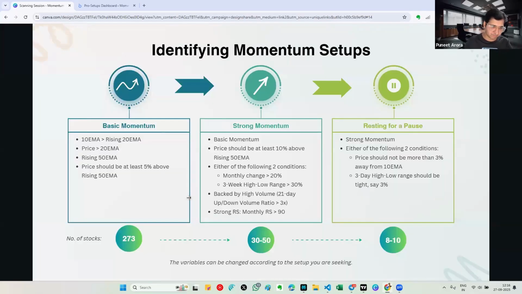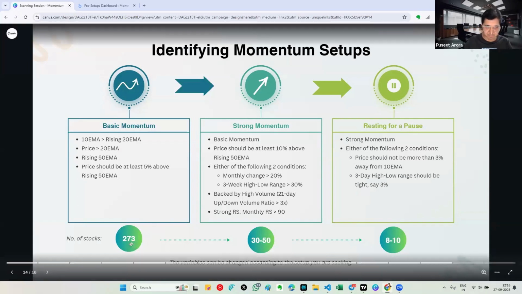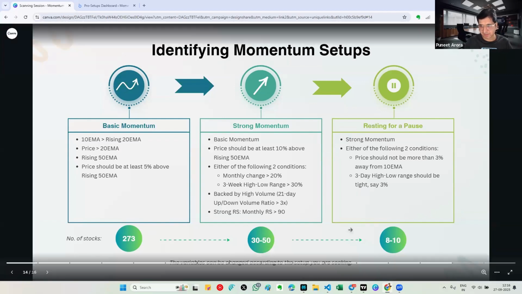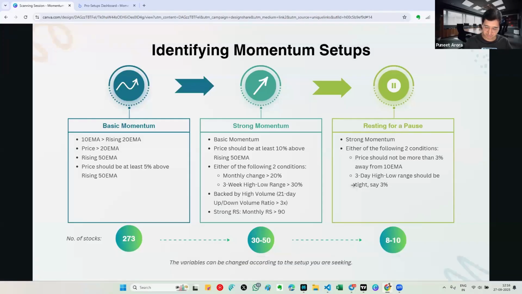These are the conditions. Last time when I actually scanned, I don't remember whether it was Thursday or Friday, we had 273 stocks that had basic momentum, strong momentum of 30 to 50 stocks, and stocks that were resting were around 8 to 10, depending on whether you use this condition or this condition.